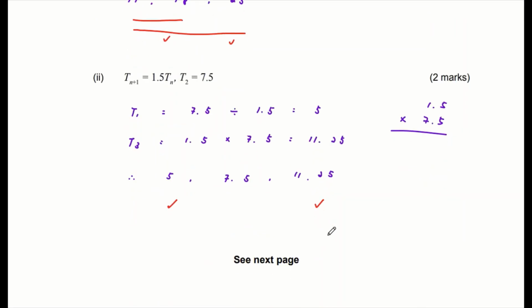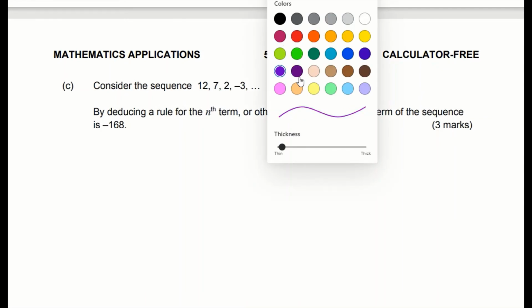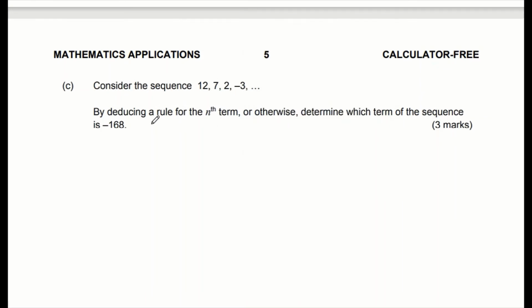All right, so part C. Consider the sequence 12, 7, 2, -3. So this is an AP, right? When you look at this, there is a common difference of -5 here. So by deducing a rule for the nth term, determine which term of the sequence is -168. So the first thing is we need to deduce a rule for the nth term first. Since we know that it's an AP, the nth term will be equal to a plus (n minus 1)d. This is from the formula that you have. So the first term is 12, and then plus (n minus 1). The common difference here is -5.